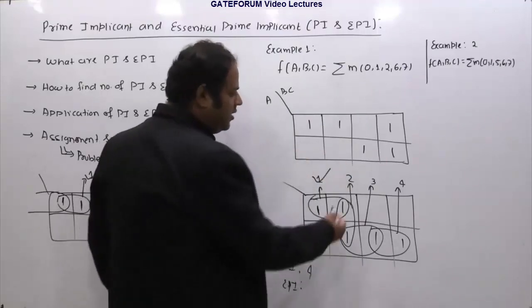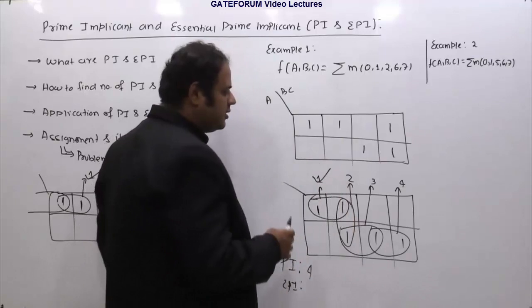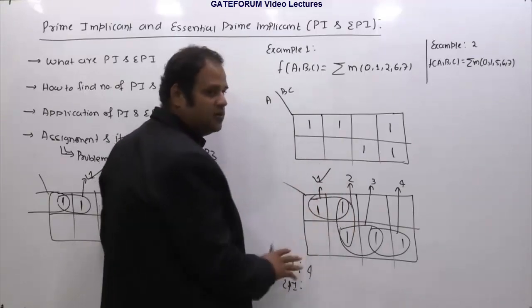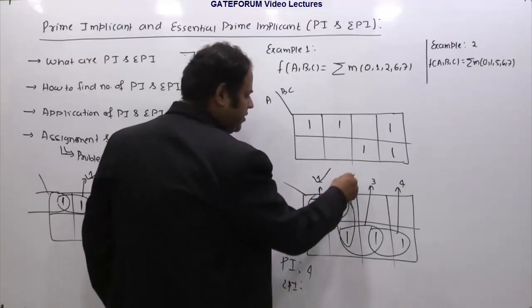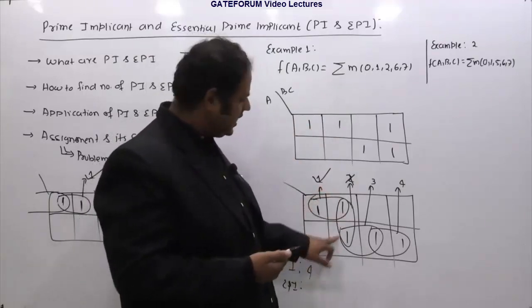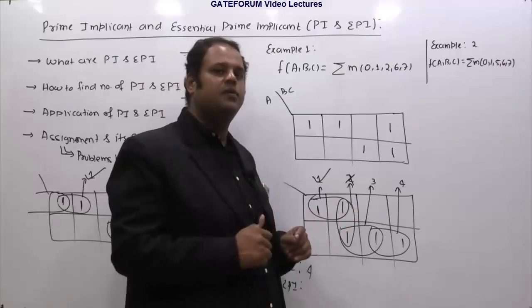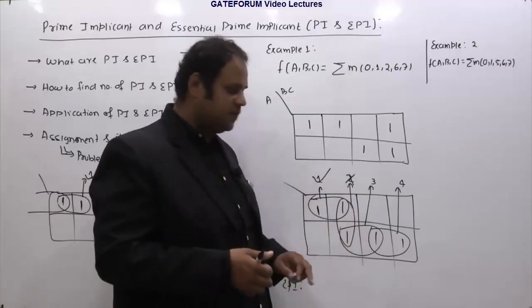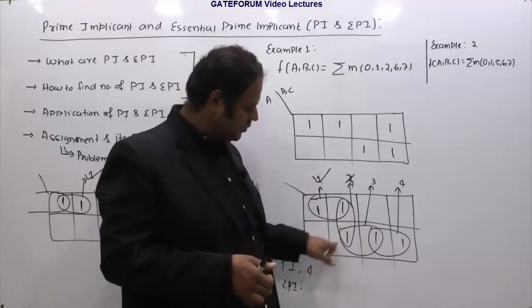What about group 2? Group 2 has 2 mean terms, and both of the mean terms are covered by multiple groups. So this is not an EPI. This is containing 2 mean terms, and again both of the mean terms are covered by multiple groups. So this is not an EPI. What about group 3? Group 3 also, if you see, is containing 2 mean terms.